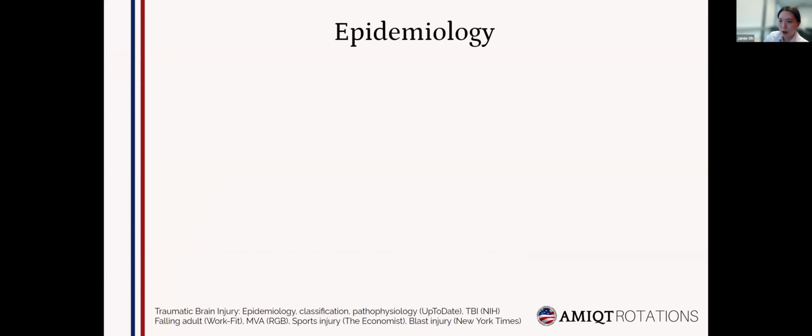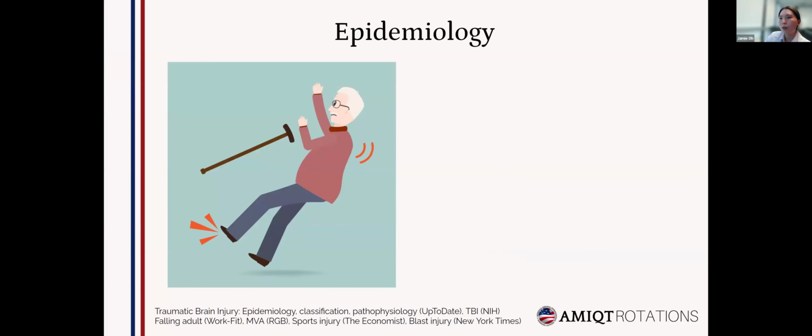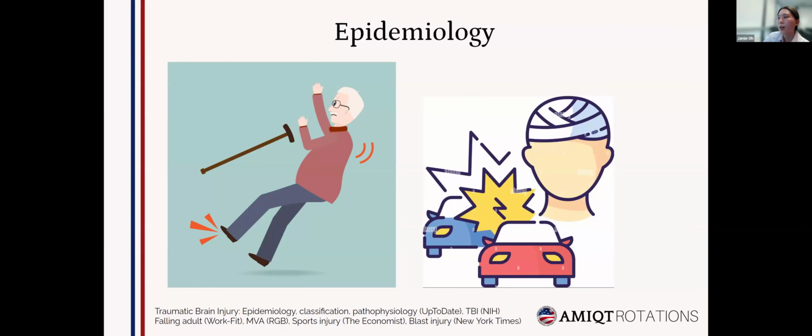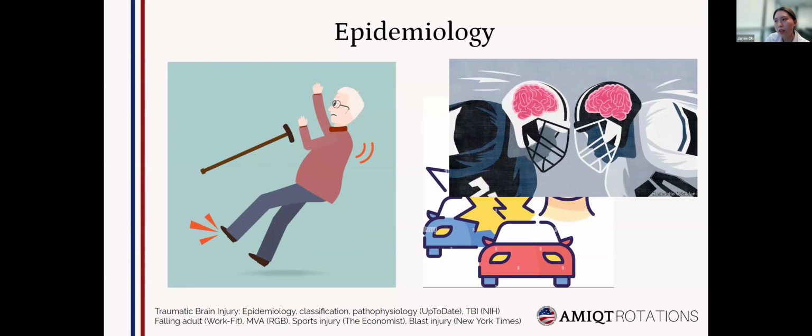Moving on to epidemiology, who gets traumatic brain injuries? Firstly, generally, older adults are at higher risk of sustaining traumatic brain injuries. Males across all age groups are more likely to sustain traumatic brain injuries compared to females. Leading causes include falls, that is the number one cause of traumatic brain injuries, and these tend to be more common among older adults. Another major cause is motor vehicle accidents, which tend to be more common among younger adults.